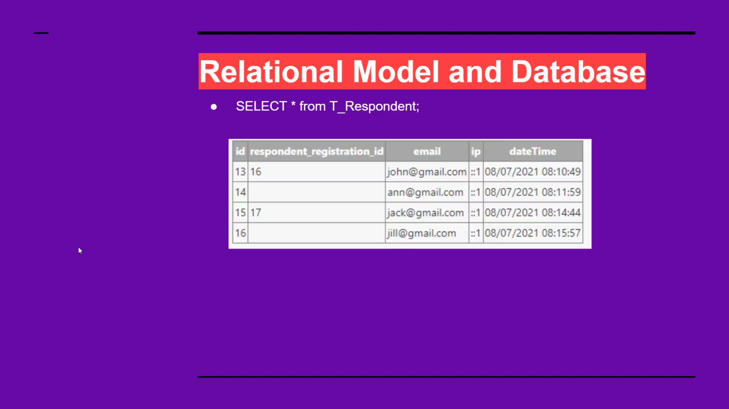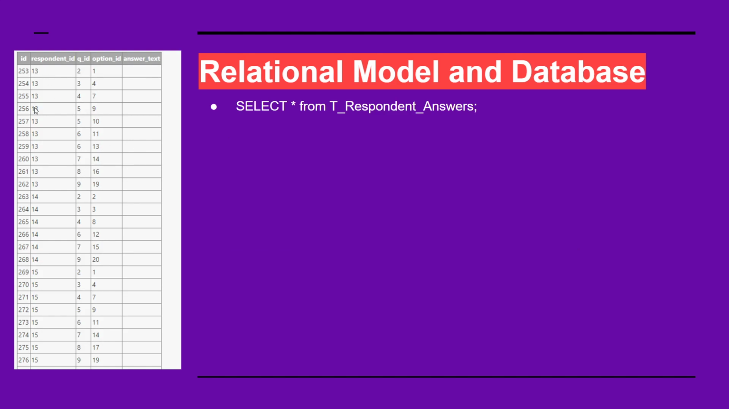So what is this 13 and 14? Those are the respondents in the respondent table. That is the respondent ID, as you can see, 13, 14, 15. When a person takes the survey, you will record the date and the time and the IP address and the ID. Then you link with this ID into the answers in this table.